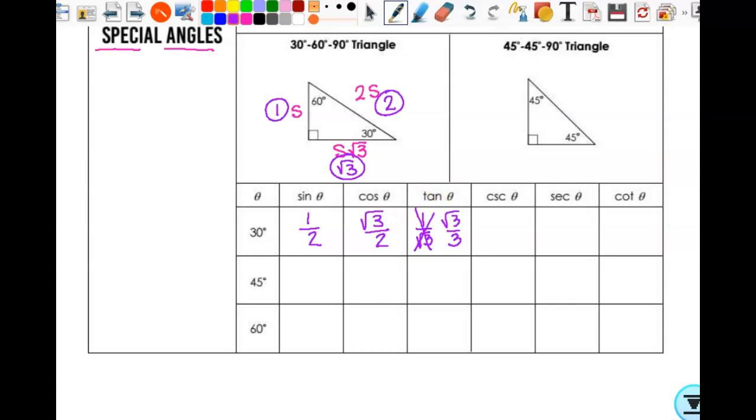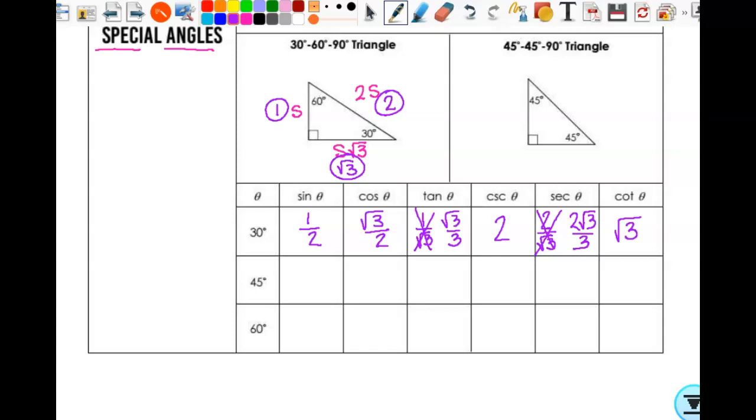All right. So then cosecant is the reciprocal of sine, so it's 2. Secant is the reciprocal of cosine, so that's 2 over the square root of 3, which becomes 2 square roots of 3 over 3. And then cotangent's the reciprocal of tangent, we get the square root of 3. Everybody good so far with where all that came from?